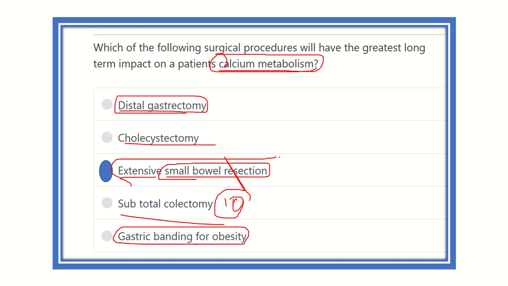Following a small bowel resection, there will be decreased calcium absorption because calcium is absorbed in the small intestine, mainly in the ileum.